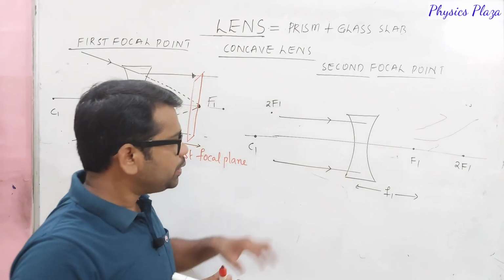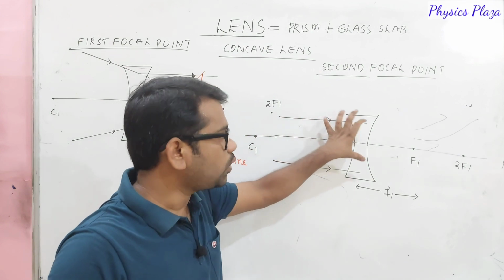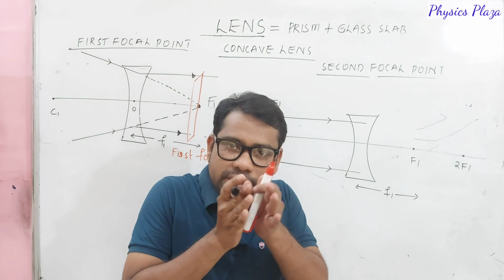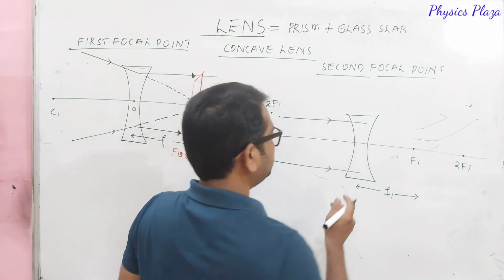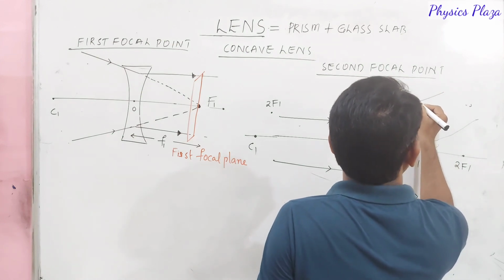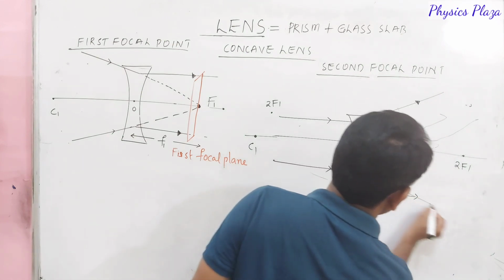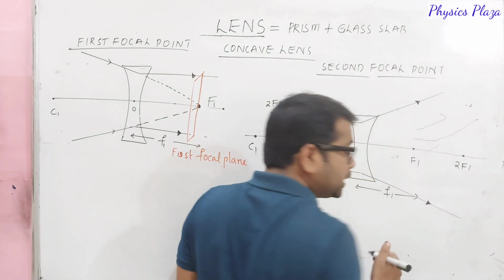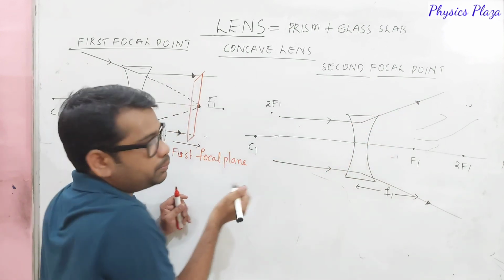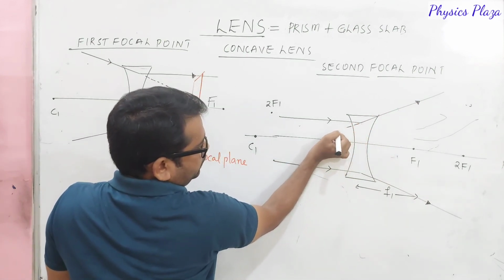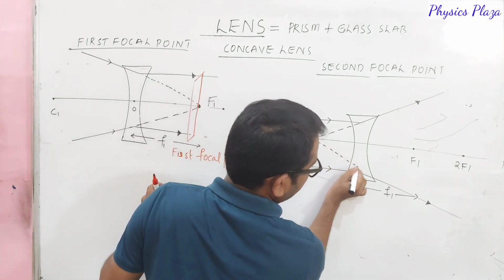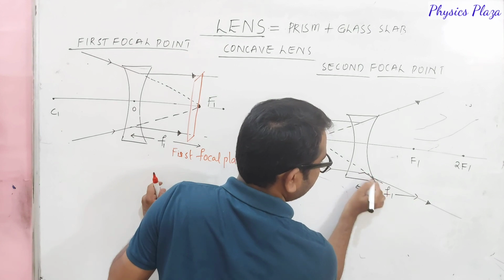Children, if a parallel beam of light rays is incident on a concave lens, and we know that a concave lens has a diverging nature, which means it diverges the light rays falling on it. So these light rays get diverged like this. But dear children, diverged light rays can never meet. Then let us extend these diverged light rays backward. So this is a point where they appear to meet.